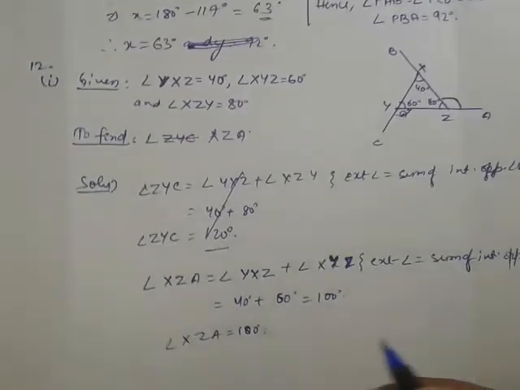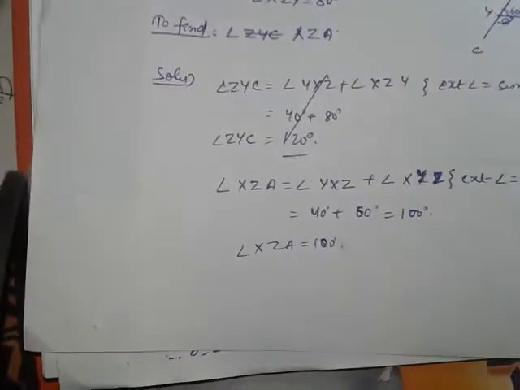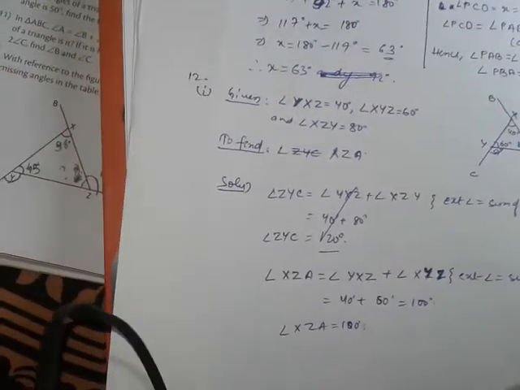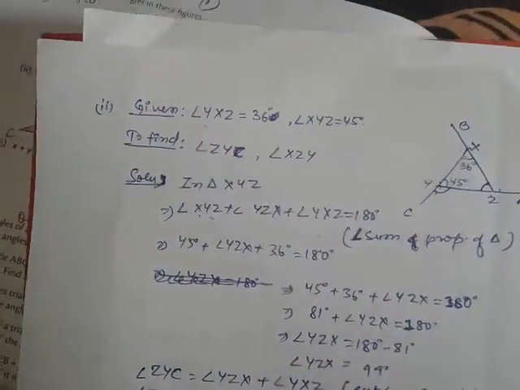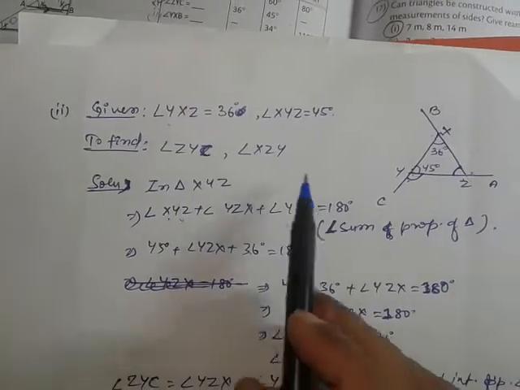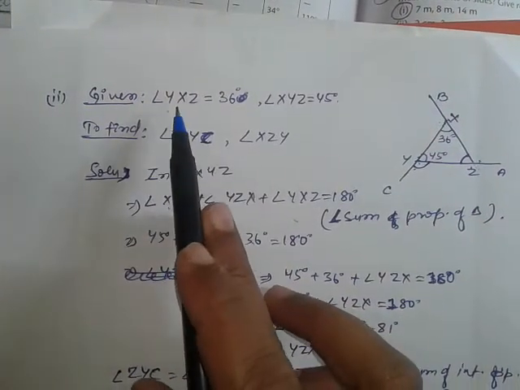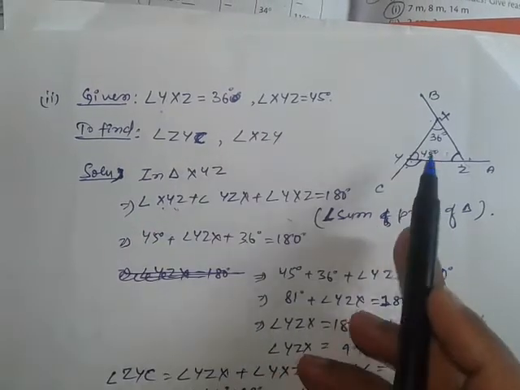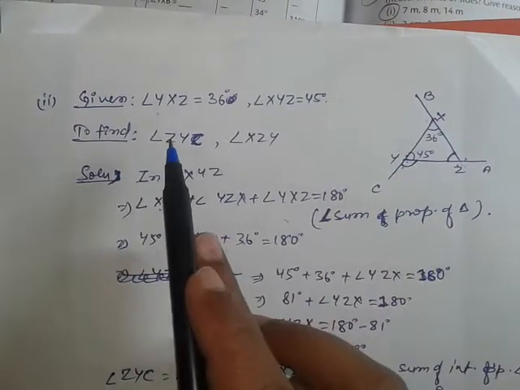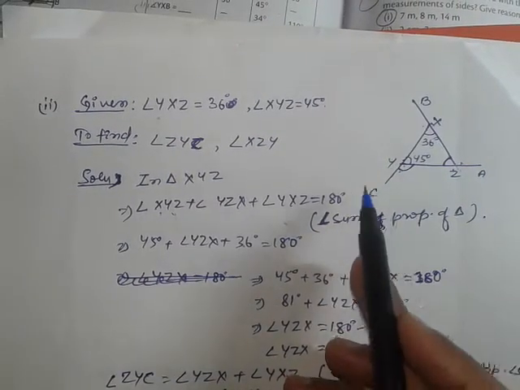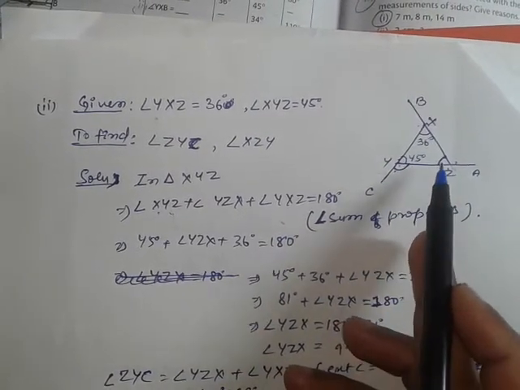You don't need to make a table or give the answer here. You can give it like this. Okay. The second one I have solved for you also. So let's go with the second number. What is given to us? I have written YXZ is 36, XYZ is 45, angle ZYC, this one you have to find, and this one we have to find.